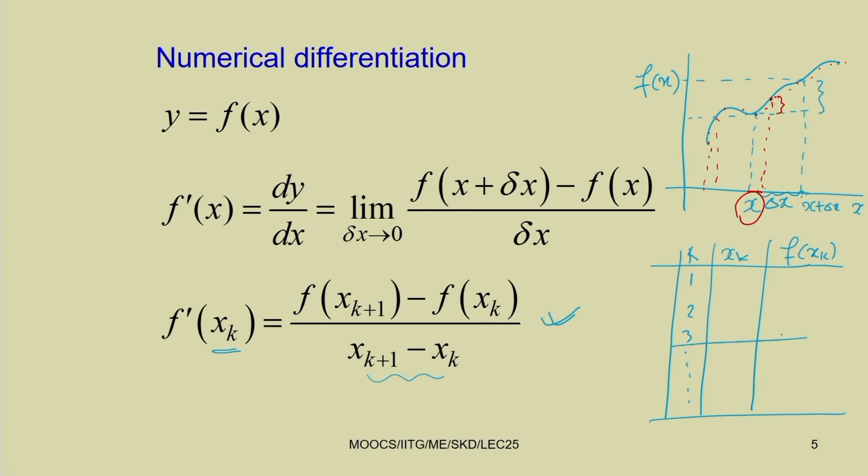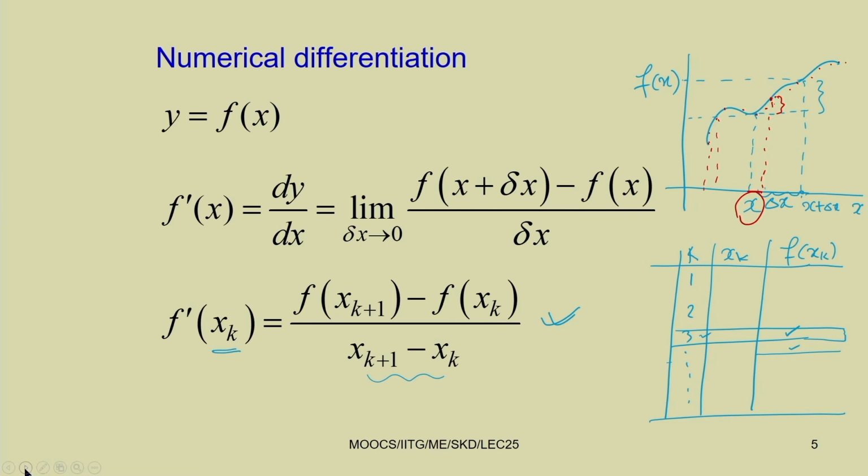Let us take the third position, for example. We know this value, so f dash x k will be equal to f x k plus 1. If this is x k, then this will be x k plus 1. We will find the value at x k plus 1, then subtract the x k value. That will give the difference f x k plus 1 minus f x k by x k plus 1 minus x k. This is the interval you are taking. That way it can be defined, and numerically we can find the differentiation.